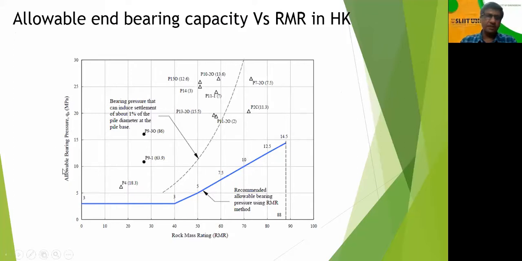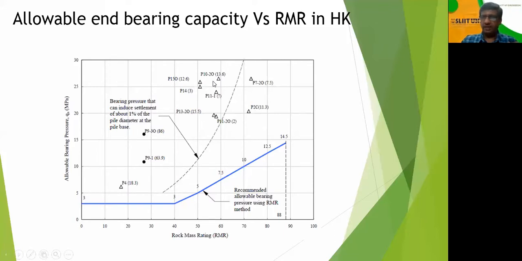So this axis is the allowable end bearing capacity. They are recommended, right? These are actually the test results. What is shown here are the test results. You can see that only 2 of them have mobilized up to a certain capacity of the end bearing, but most of the tests have not reached even 1% of the pile diameter settlement.